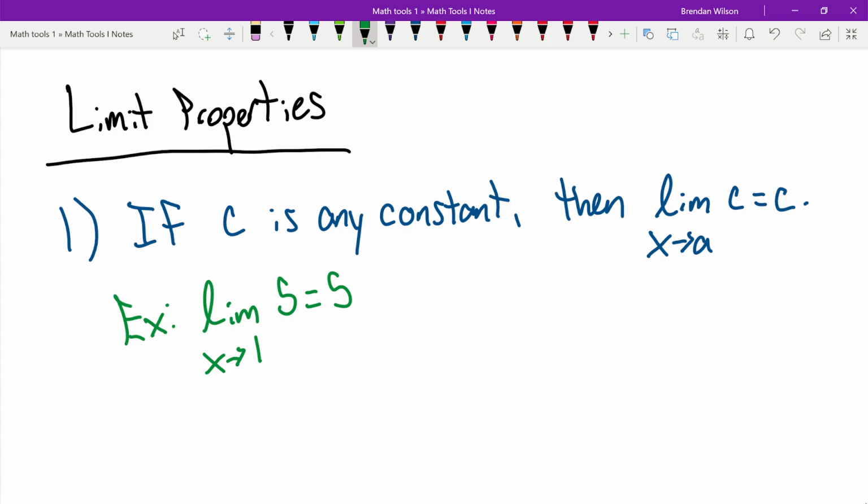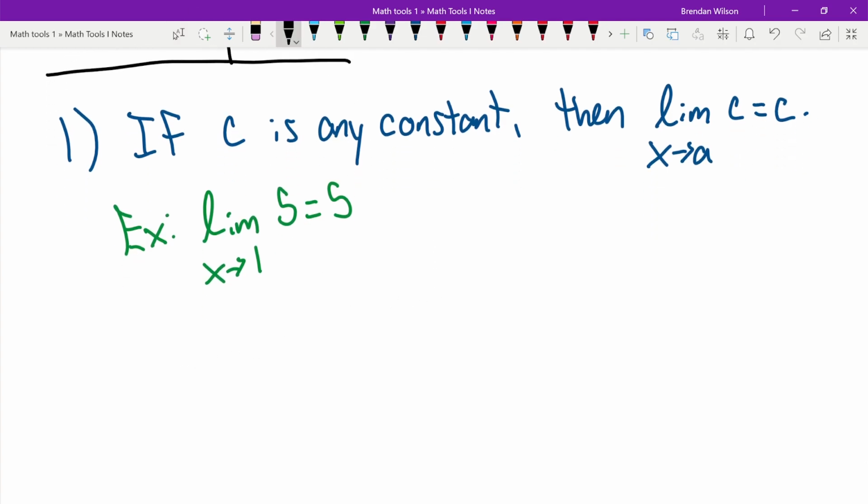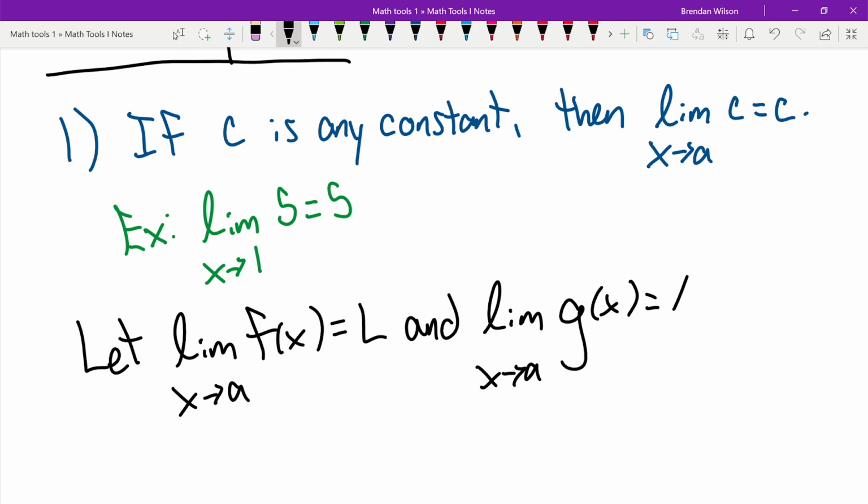So let's go ahead and do the next one here. And for this whole next batch, let's just say, let the limit as x approaches a of f of x be L, and the limit as x approaches a of g of x be M. Okay. Just so we don't have to keep writing it all over and over again.